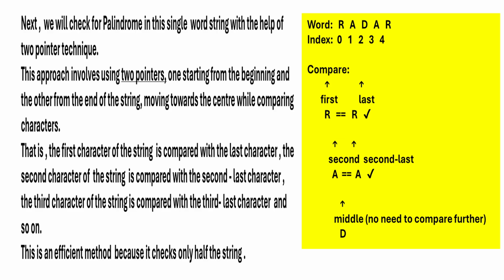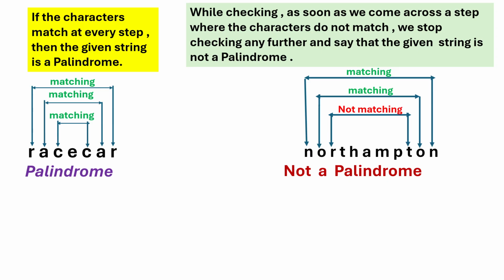Now we come to the middle of the string. There is a single character left. So there is no need of further comparing. So you can see that we had to check only half the string. If the characters match at every step, then the given string is a palindrome.